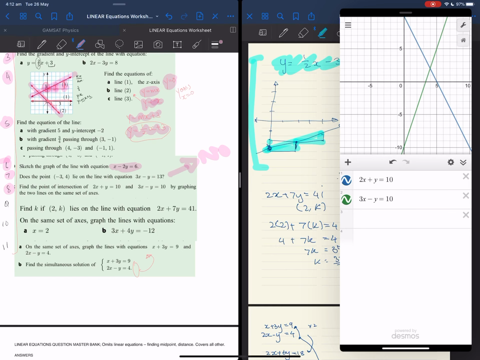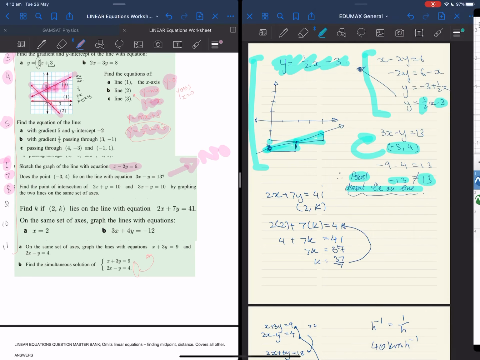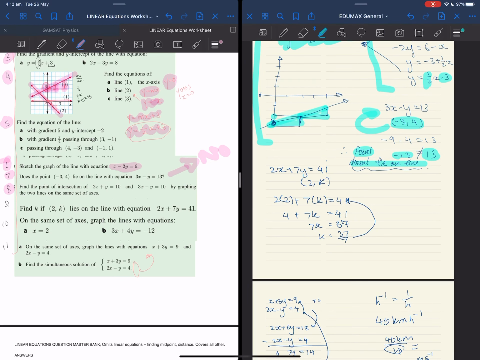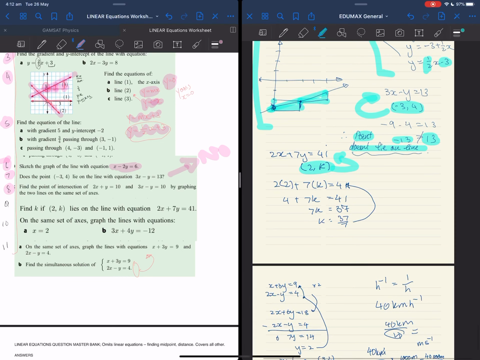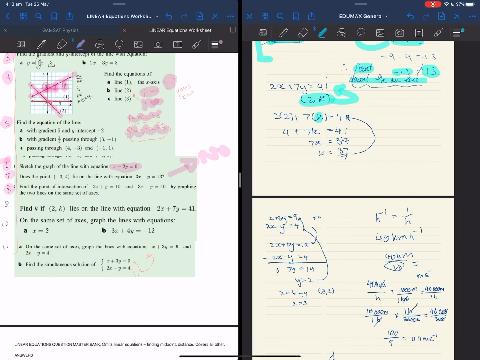Anyway, so where is the intercept at? You can see that the intercept here is at 4, 2. Okay, and wonderful. What else do we have now? Find k if 2k lies on the equation. Same process, we've done this before. Substitute 2k into here, and you just get k as the only variable, or we call that the unknown, right? And you solve for the unknown, and you get 37 over 7.